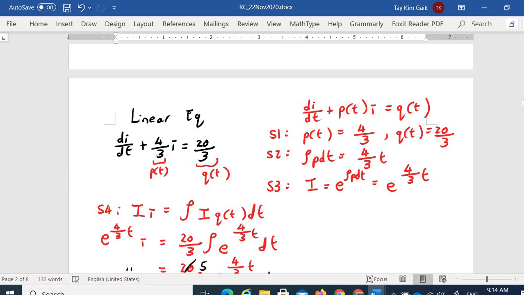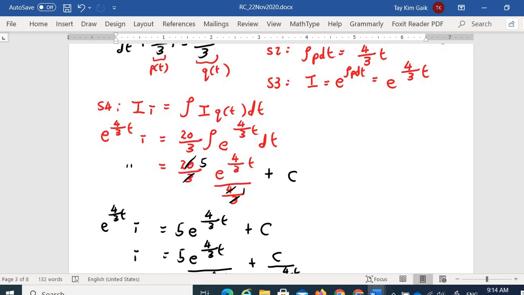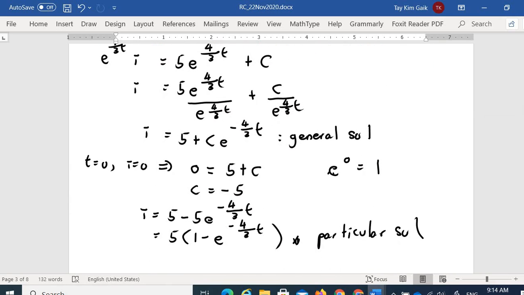Third step, get the integrating factor, which is exponent of the integral of p dt. Step 4, the solution of the linear equation will be the integrating factor multiplied by the variable that you're going to solve, current I, equal to the integral of integrating factor times q(t) dt. Don't forget to put in plus c. If you don't put in plus c, then you don't have the integral constant for the solution of a first order differential equation. So you get a general solution for first order, with one integral constant. When you plug in the initial condition, we get the particular solution.